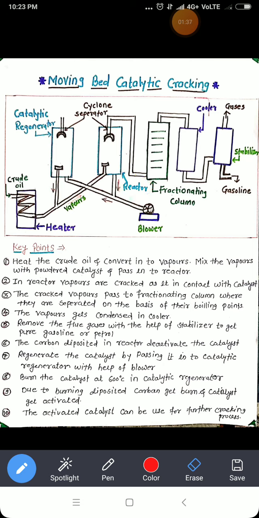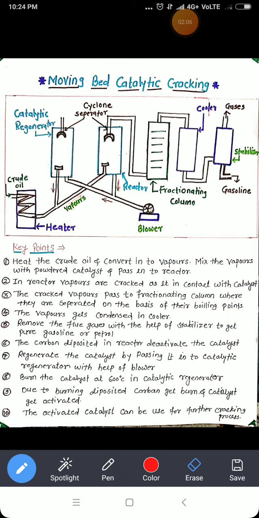So as the vapors pass into the fractionating column, they are separated on the basis of their boiling point. After the fractionating column, the vapors are condensed with the help of this cooler. Now the condensed vapor then passes into the stabilizer section, where the function of the stabilizer is to remove the flue gases so that you will get pure gasoline or petrol.